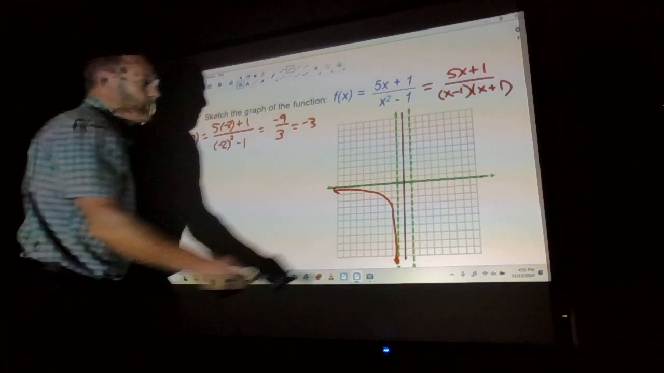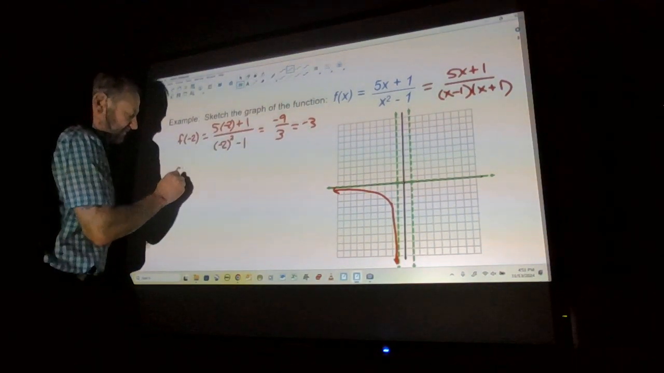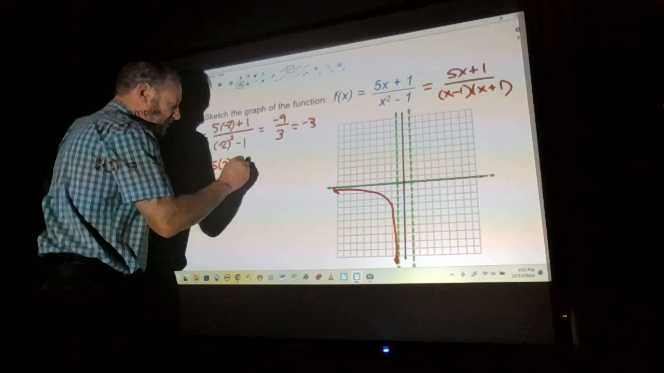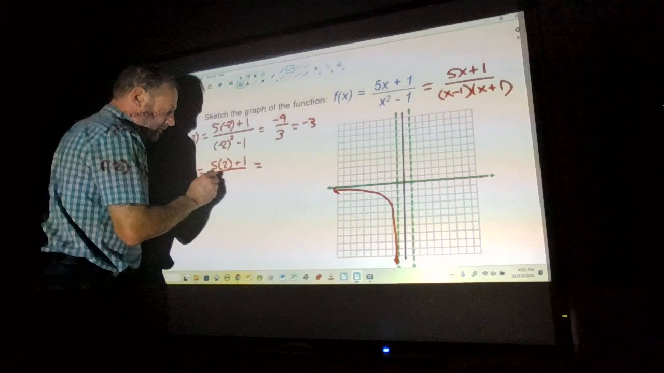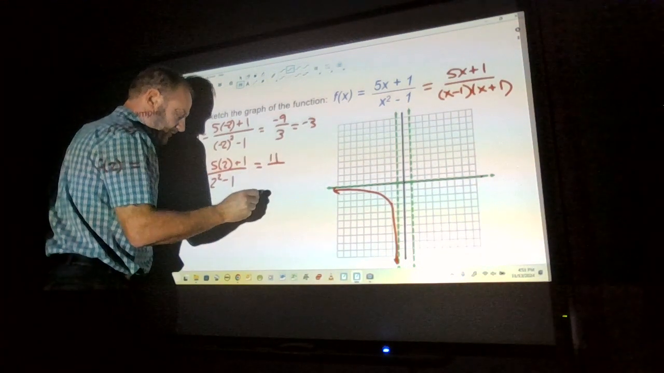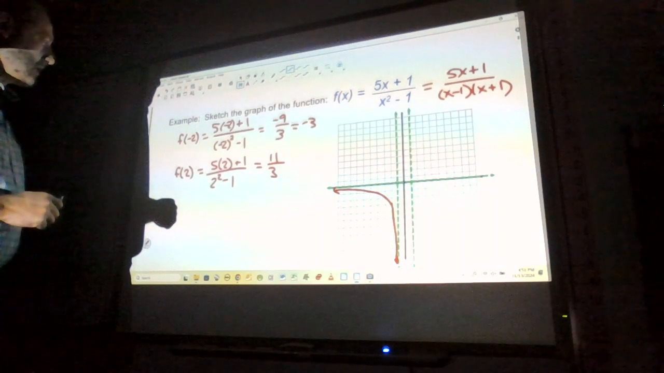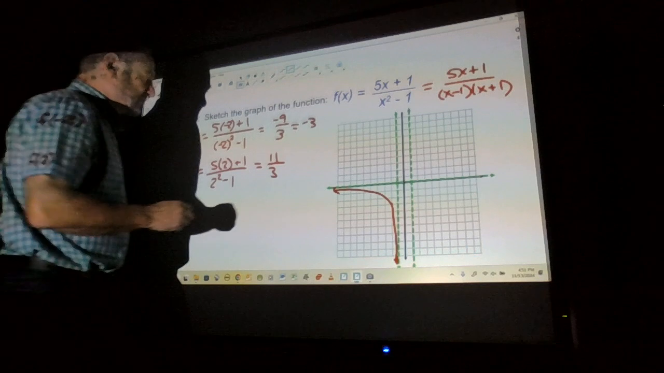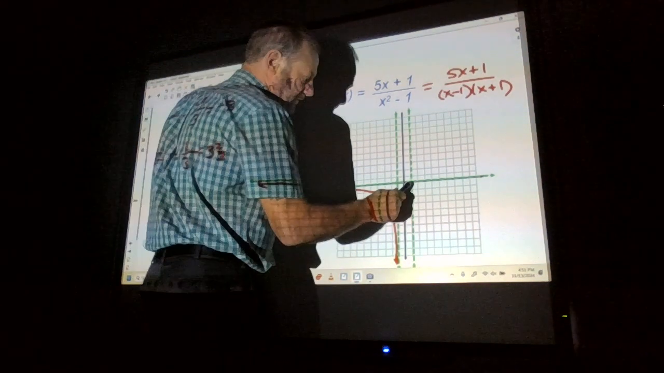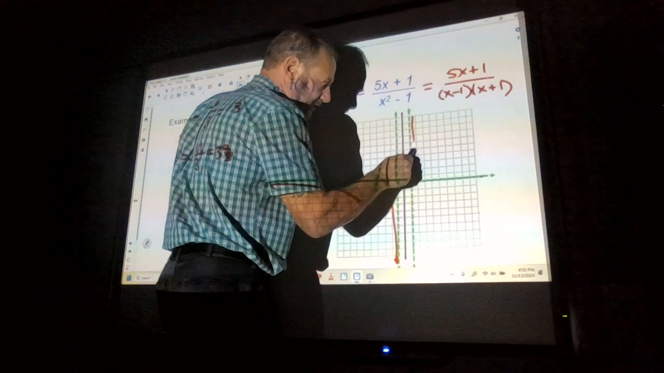And then I can pick a point over here. Let's say I chose 2 this time, so I found f of 2. So that would be 5 times 2 plus 1 over 2 squared minus 1, which is going to be 11 over 3, okay? Which is about 3 2/3. Okay, so that would be 1, 2, 3, about right there. That's telling me this is going to look like this.